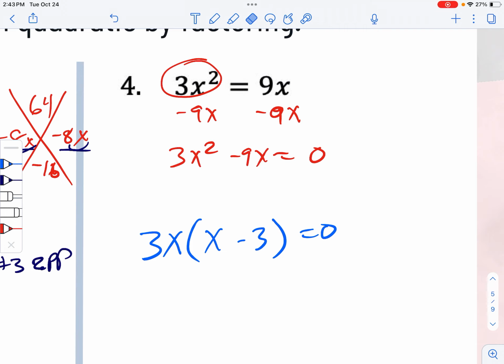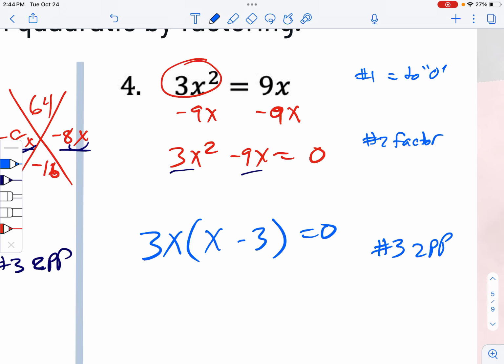If you distribute this back through to check your work, 3x times x is 3x squared. Good. 3x times negative 3 is negative 9x. So yes, that's factored correctly. And now we can just kick in our steps. Set everything equal to 0, that's the first step. Factoring, that's the second step. Equal to 0, okay? And then ZPP, zero product property.